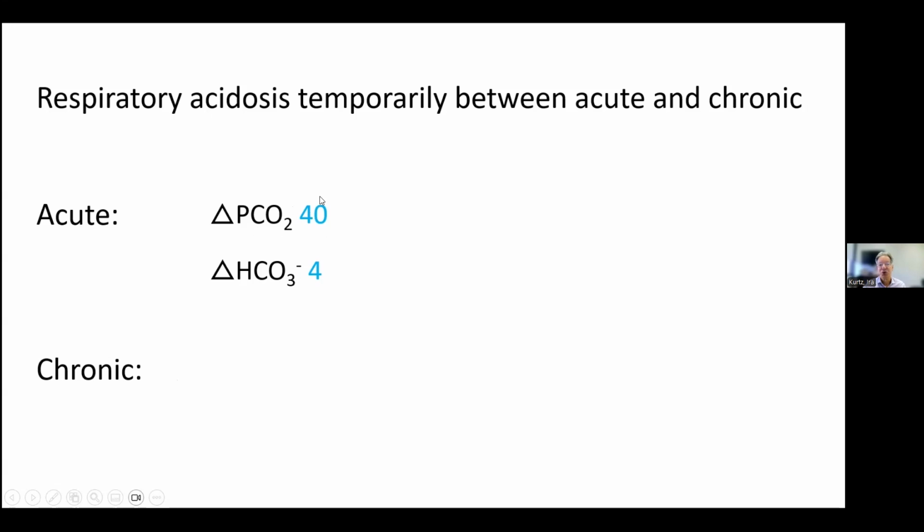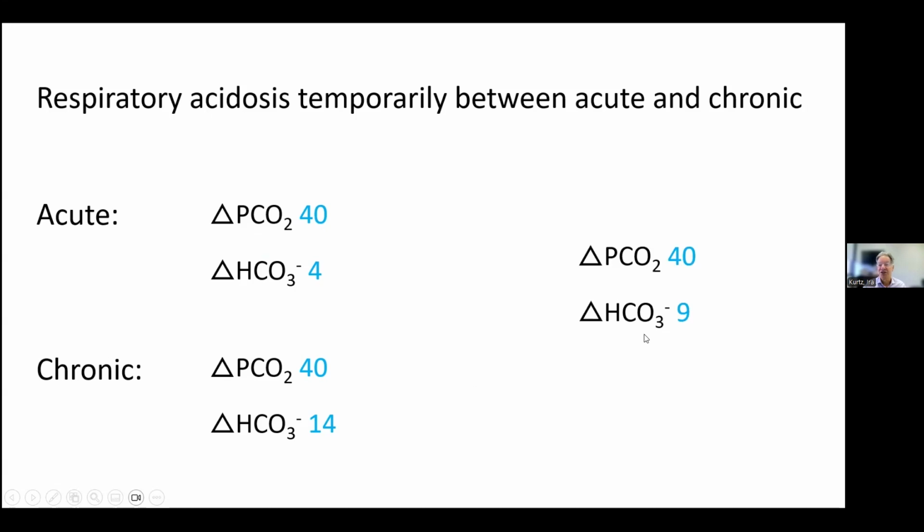So PCO2 went up by 40, so the bicarb would go up 4 times 3.5, which is 14. So we should be seeing this if it was chronic respiratory acidosis. And again, our patient's numbers fall in between. So the most likely cause is that the patient was not in a steady state. We hadn't achieved the appropriate length of time where the bicarb would have gone up by 14. It only had a chance to go up by 9 because we came to the patient earlier than the time it takes, which is roughly up to 5 days.